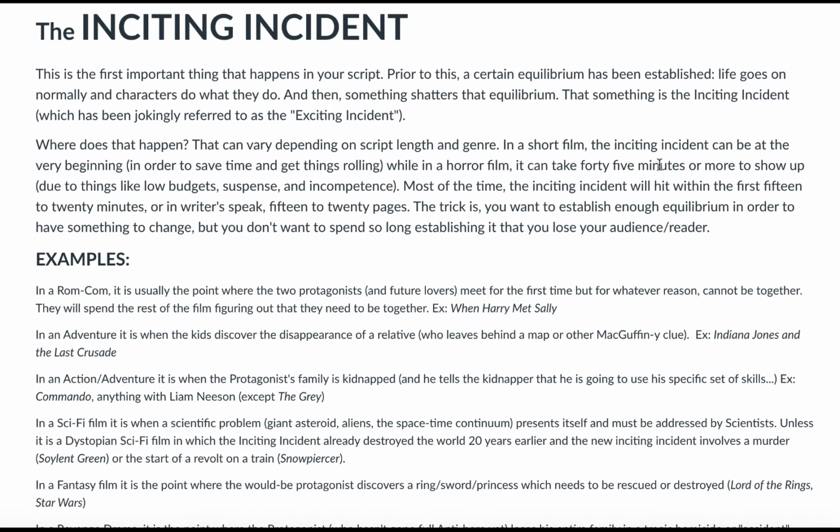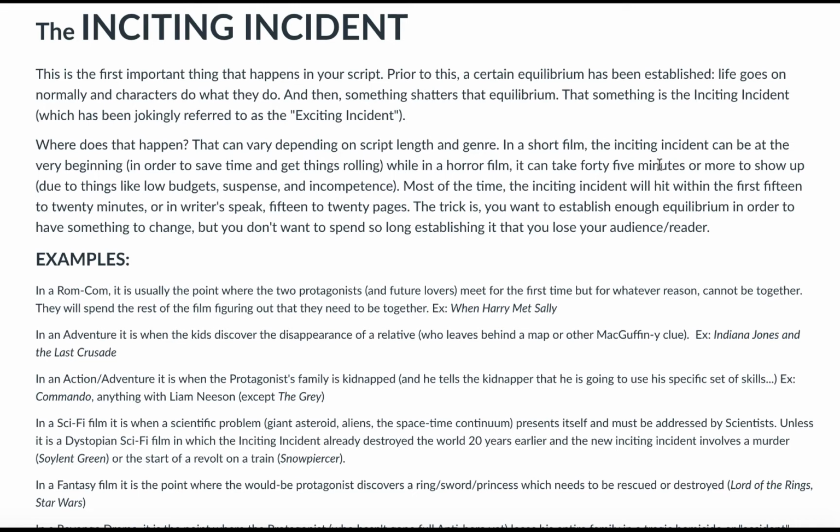And the inciting incident is the first really important plot point we're going to have in our script. Prior to this, you have equilibrium, so you have normal life. It has to be established. Life goes on normally and characters do what they do. And then something shatters that equilibrium. That something is the inciting incident, which has been jokingly referred to as the exciting incident, because very often that inciting incident is going to be something exciting.